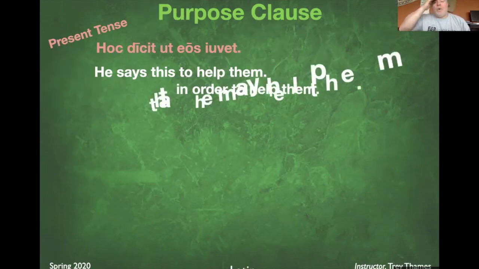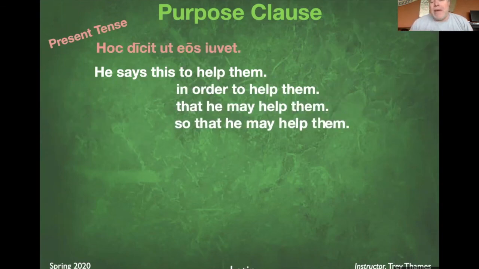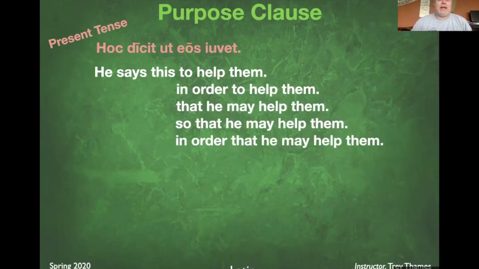He says this in order to help them. He says this that he may help them. He says this so that he may help them. He says this in order that he may help them. All of those are proper translations, but notice in those the third, fourth, fifth option here, the use of the word may. If you have a present tense subjunctive, one way you can translate it in a purpose clause is with the word may. He may help them, that he may help them.